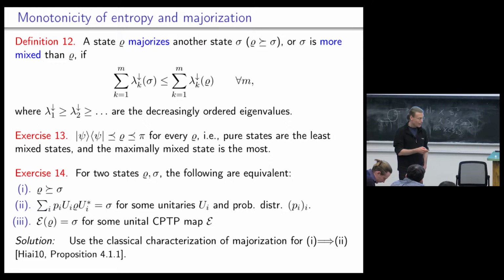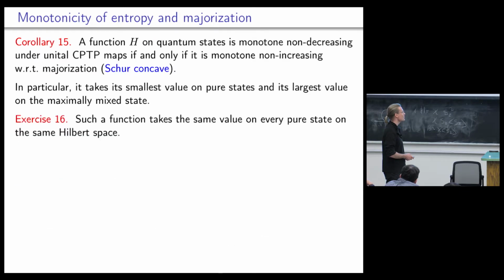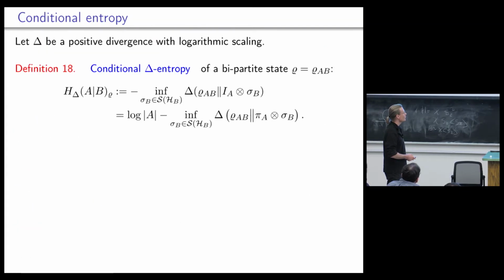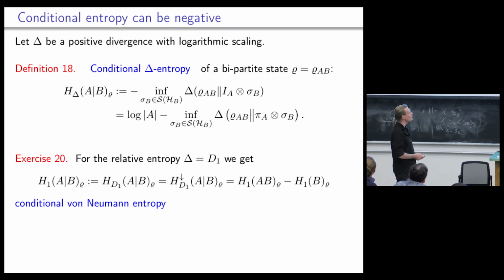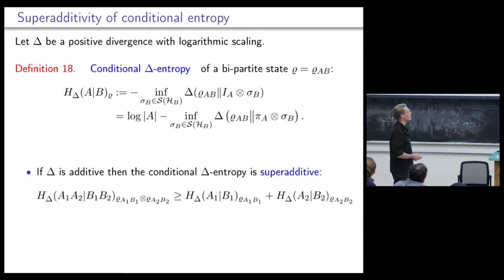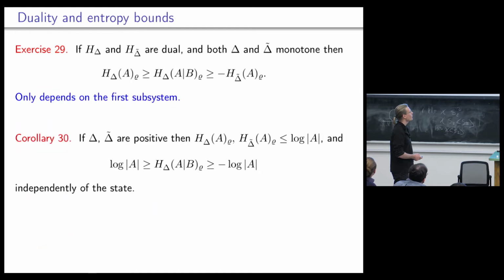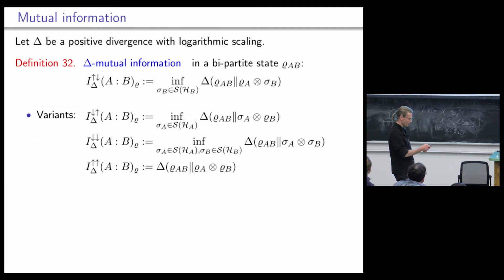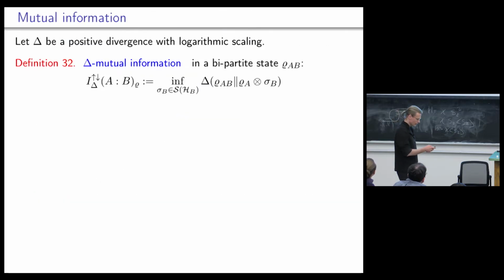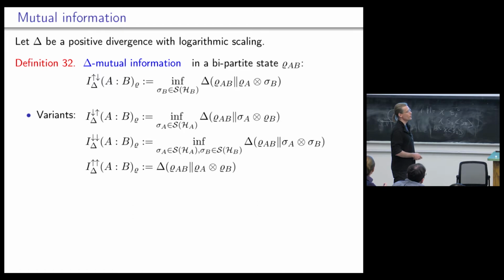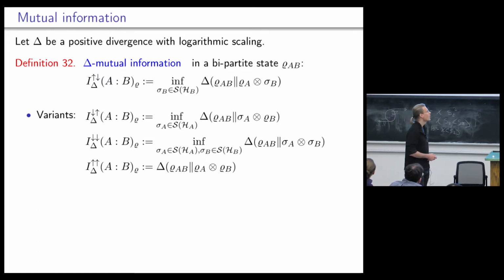Okay? Good. So let's continue our project of defining information measures from divergences. Where were we? We have defined entropy, conditional entropy. We discussed various properties of the conditional entropy. And now we are at mutual information, which is a very similar definition to conditional entropy. Again, we take a bipartite state, and we look at how far the state is from independent. Okay? And there are 4 different variants that might look a reasonable definition.